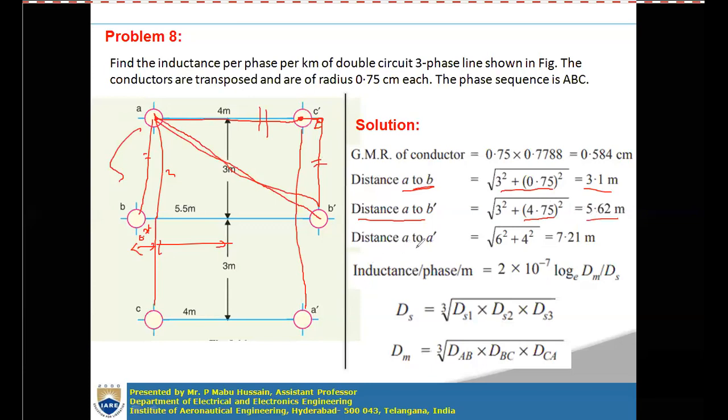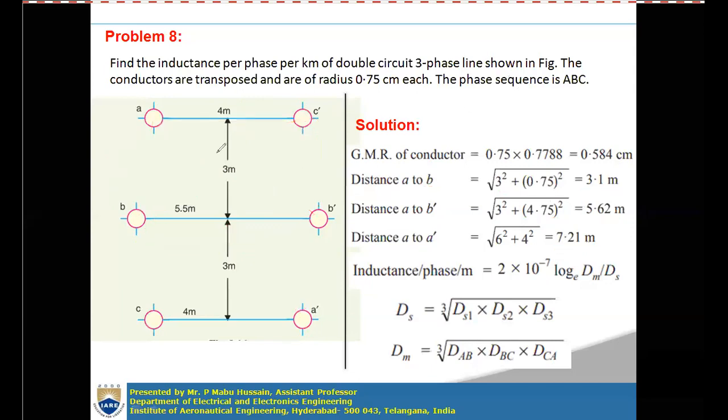Then the distance from A to A dash. What is the A to A dash distance? This A dash is straight under the C dash, so this value is 6 and this value is 4. So it is the square root of 4 square plus 6 square, which is 7.21 meters.